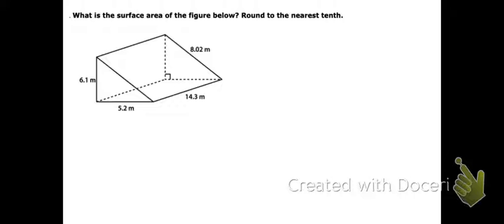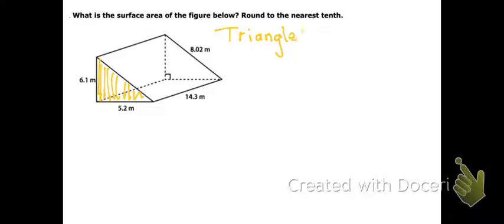So for this one it says, what is the surface area of the figure below? So you really just need to focus in on each of the shapes. So let me highlight those. This triangle right here. So let's call that triangle 1.